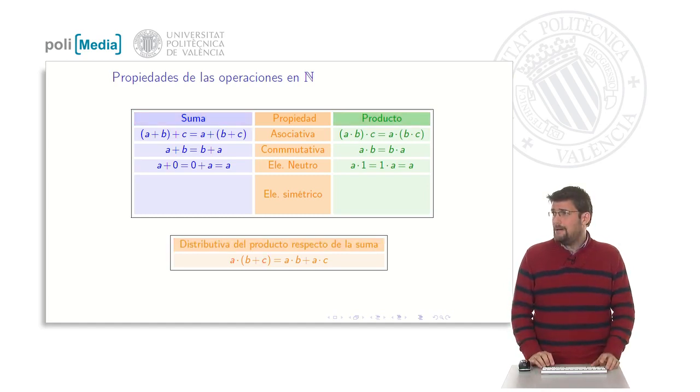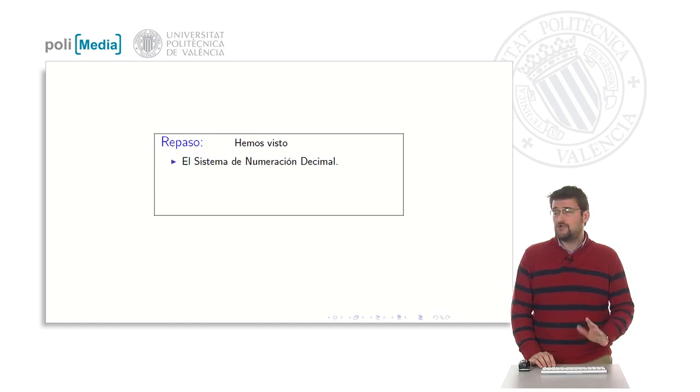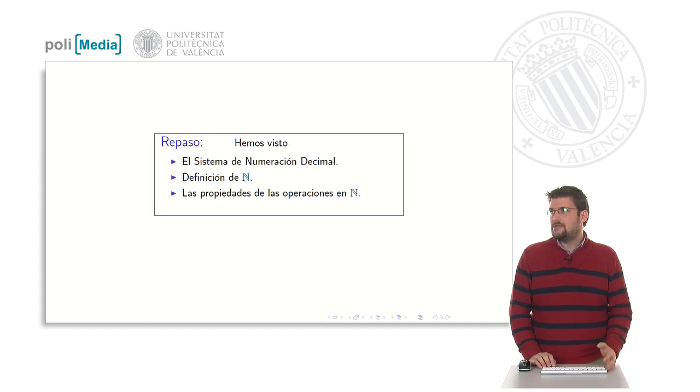Well, before we conclude, let's briefly review what we've covered in this unit. First, we recalled the decimal number system. We have talked about the definition of natural numbers and their fundamental operations, along with the properties that these operations exhibit in the context of natural numbers.